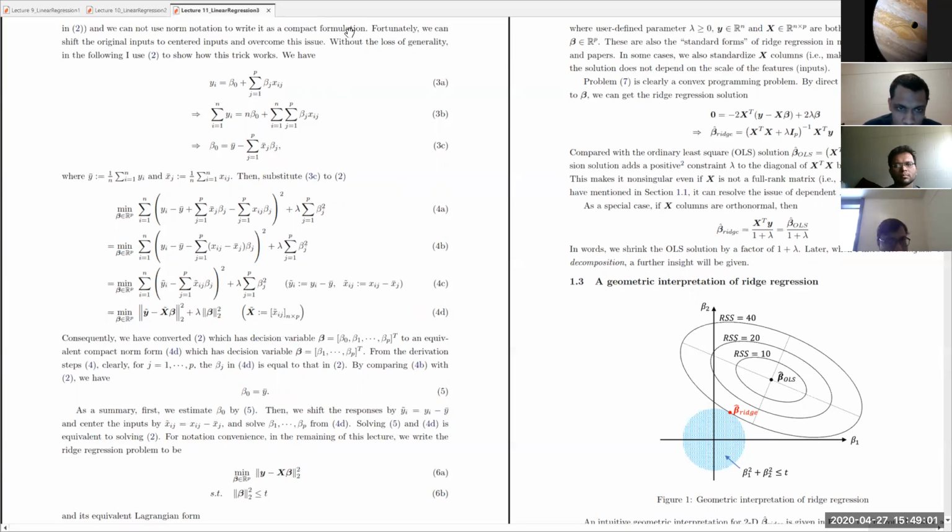Why? Have a look at this. The reason is because it's already shifted. Have a look at this item.